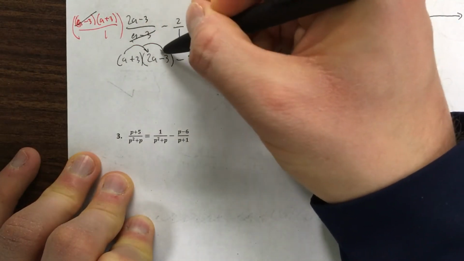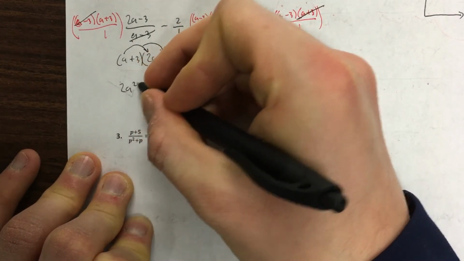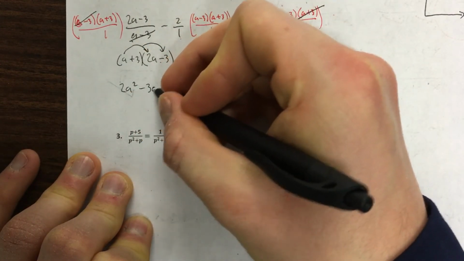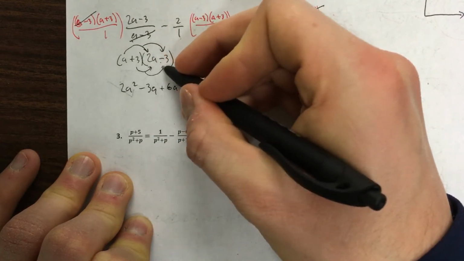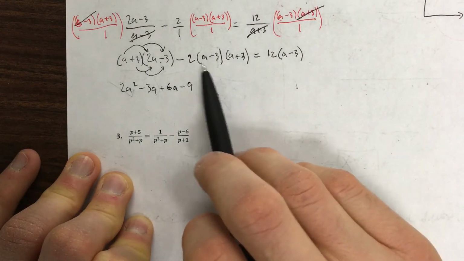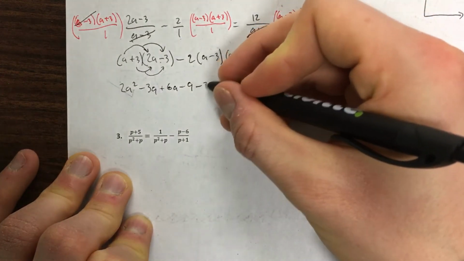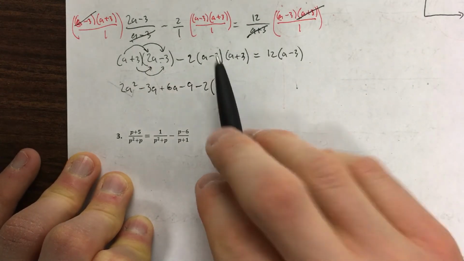So basically take the first term, multiply by everything in the second set of parentheses. 2a squared minus 3a. 3 times 2a would give us 6a. 3 times negative 3, minus 9. Here, I would leave the minus 2 and FOIL these binomials first.